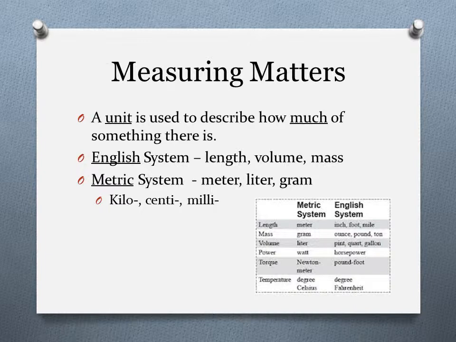When we measure, we have an English system, which has length, volume, and mass. We measure length in inches, feet, and miles. The metric system uses meters, liters, and grams, and we know them as kilometers, centimeters, and millimeters. For the metric system, centimeters start with the centi, and then the meters in length, grams, liters, things like that.